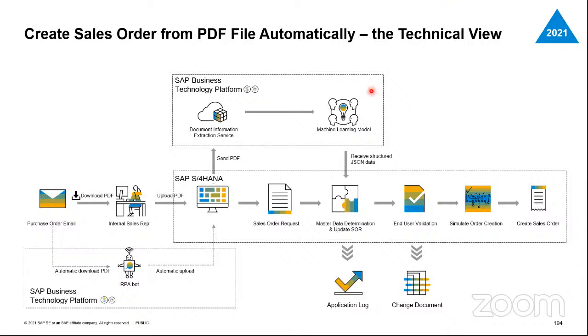So the machine learning model will then put data into SAP so that the sales order request can be enhanced with master data determination and can be updated based on how things have happened in the past, so that end user validation is improved. All of this is logged, so change documents are kept. Ideally, this should cover most of the sales order creation, reducing the need for too much manual intervention, and it can go into sales order. Just an example of the kind of BTP usage and intelligence technology usage that is coming in more and more.